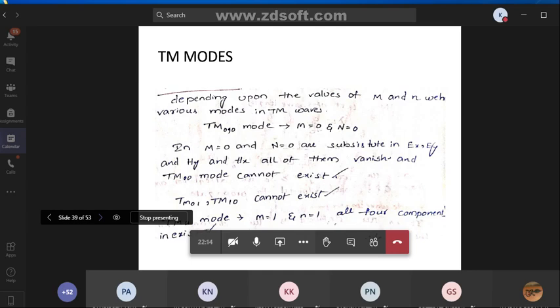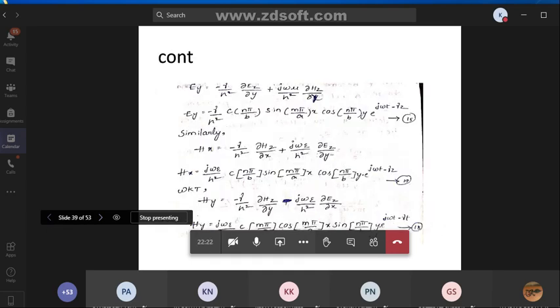Depending on the values of m and n, we have various modes in TM waves. Remember these four equations, Ex, Ey, Hx and Hy. Here Hx is j omega epsilon by h square C n pi by b sin m pi by a x cos n pi by b y, e power j omega t minus gamma z. Gamma z represents that the wave is propagating along that direction, and e power j omega t represents that the wave is sinusoidal.